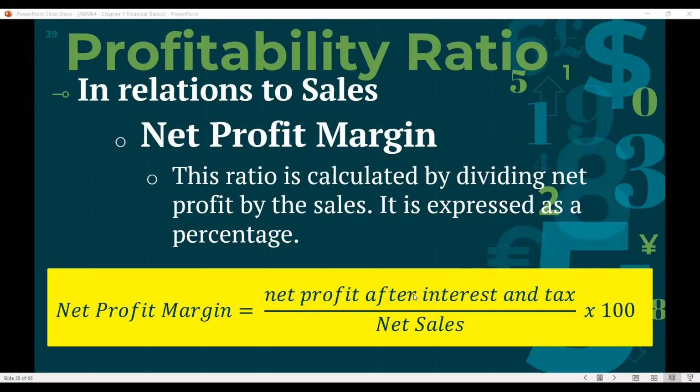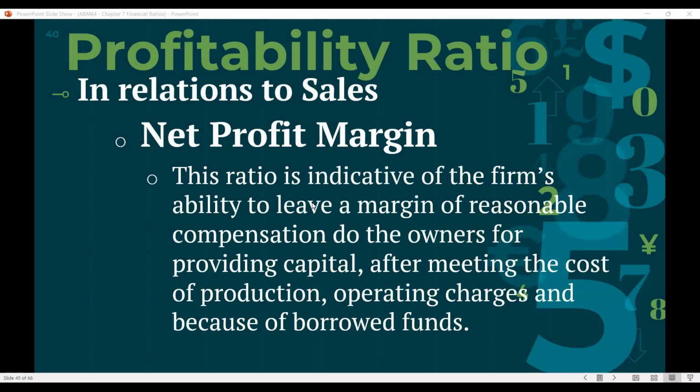So it always depends on the values on your statements, your balance sheet, any financial statement that you have. So next is net profit margin again. This ratio is indicative of the firm's ability to leave a margin of reasonable compensation to the owners for providing capital after meeting the cost of production, operating charges, and the cost of borrowed funds. So net profit margin is where at least you'll know how much profit you get.